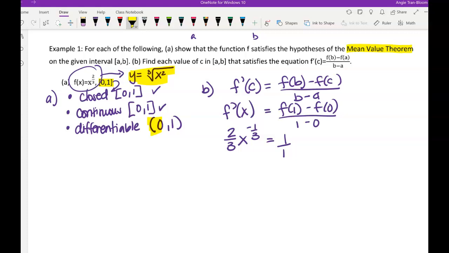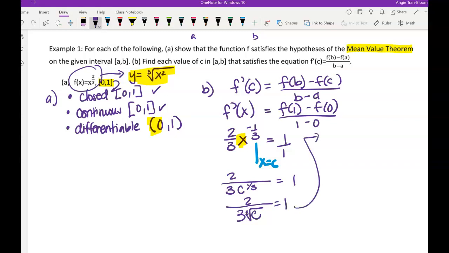Now, we don't have to technically substitute c in for x, but in this case, I'm going to do it just so you guys can see what's happening. So this is going to be when x equals c. We're trying to solve for c. So it's going to be 2/3 times c to the power of negative 1/3 equals 1. And this is the same thing as 2/3 over the cube root of c. Whoa, I just dropped my pen and I erased all of that. Okay, 2/3 over the cube root of c equals 1.